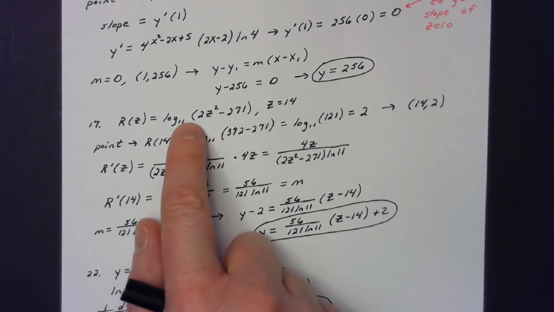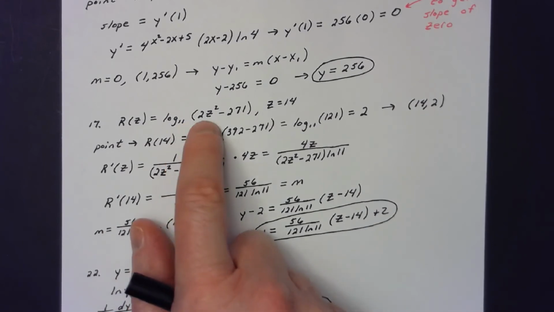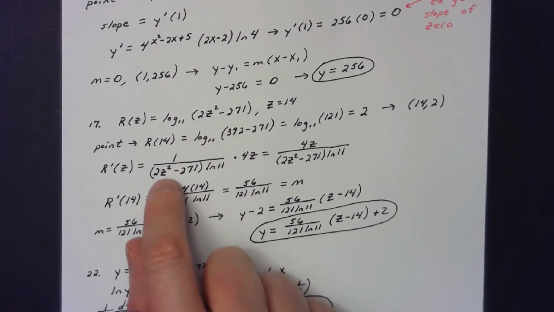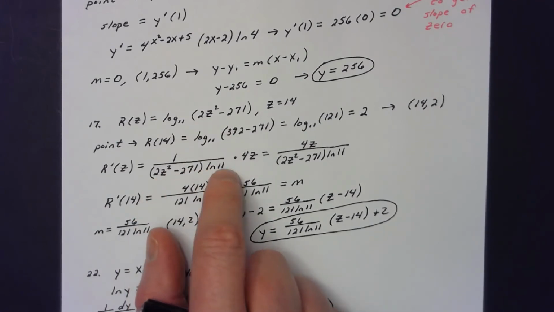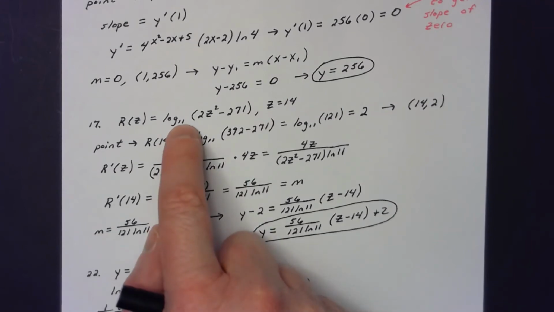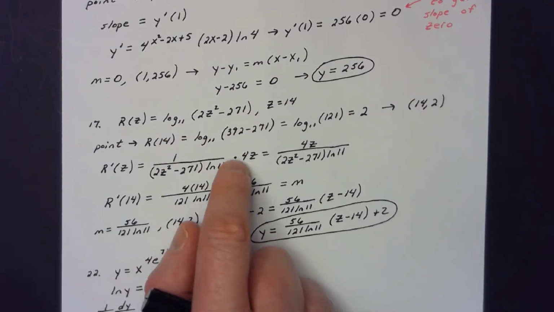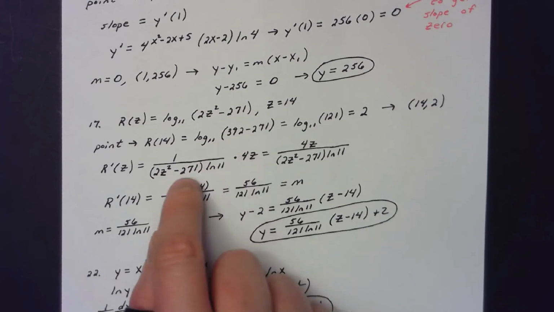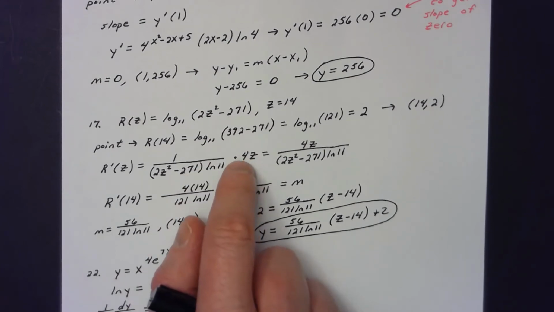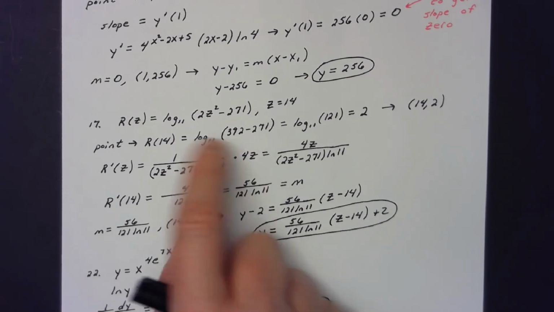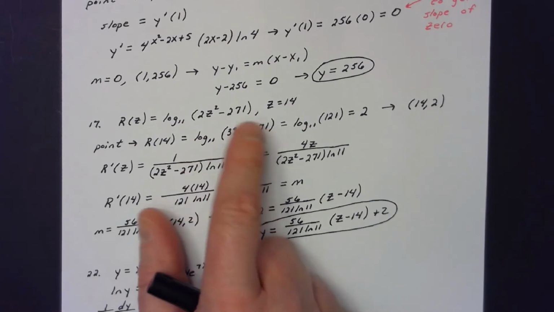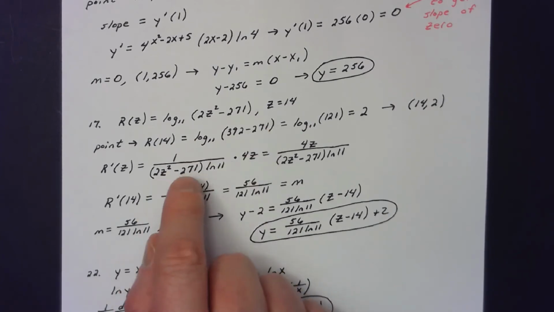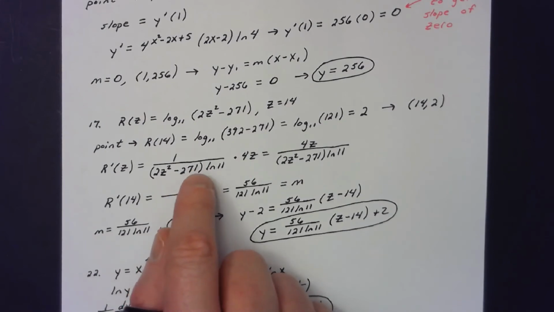For the slope, I have to take the derivative of my log function. Derivative of every log function in existence is 1 over what's inside the logarithm times the natural log of whatever the base of the logarithm is, times the derivative of what was inside of that. And remember, when you're multiplying by the derivative of what's inside, that's actually going to go in the numerator, not the denominator. So the chain rule says to multiply by the derivative of 2z squared minus 271.